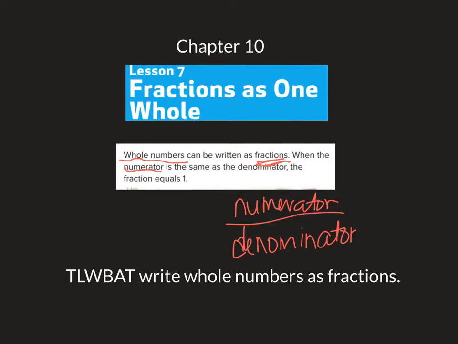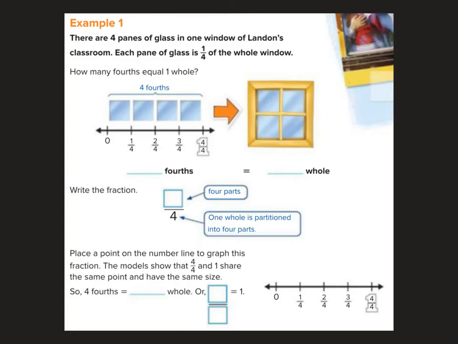Let's get started. There are 4 panes of glass in one window of Landon's classroom. This is called a pane right here. So you can notice there are 4 panes of glass in his window. If we take those 4 panes out, 1, 2, 3, 4, then we could put them on a number line. Each pane of glass is 1/4 of the whole window. So we take the window, cut it into 4 equal pieces. Each one is worth 1/4.